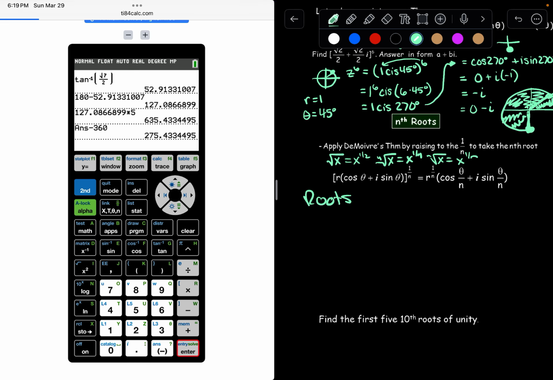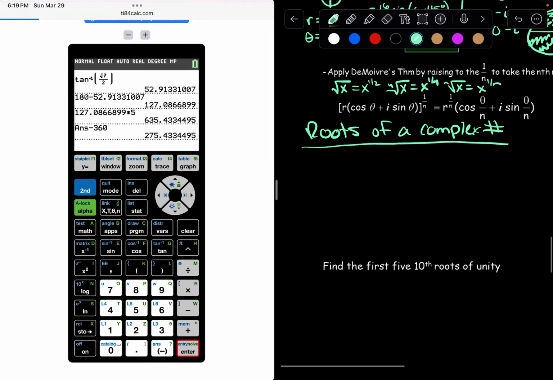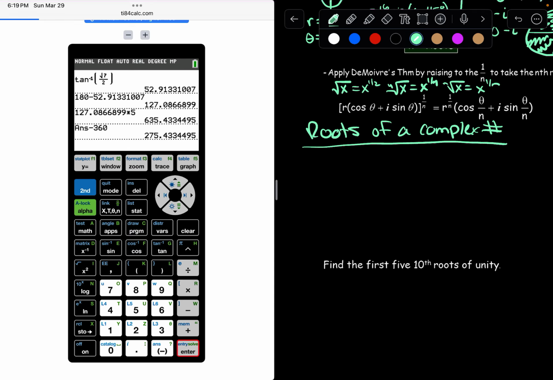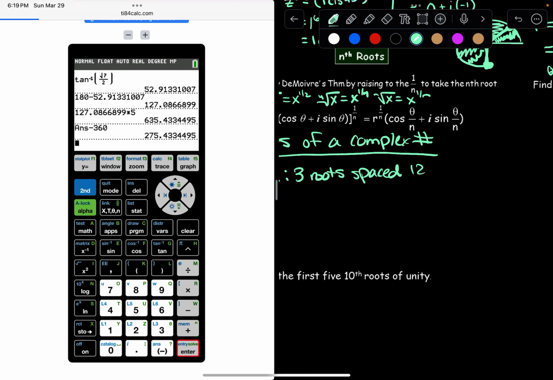All right, so this is the roots of a complex number. And again, we have to be in trig form for this. Okay, so same rule applies as if we were raising it to a power. If we are finding the third root, which means we are raising it to the power of 1/3, this means you will have 3 roots spaced 120 degrees apart.